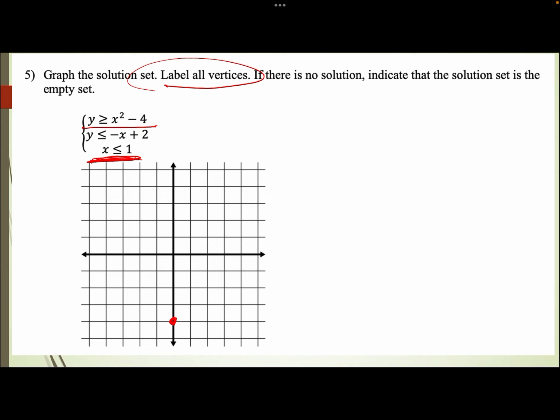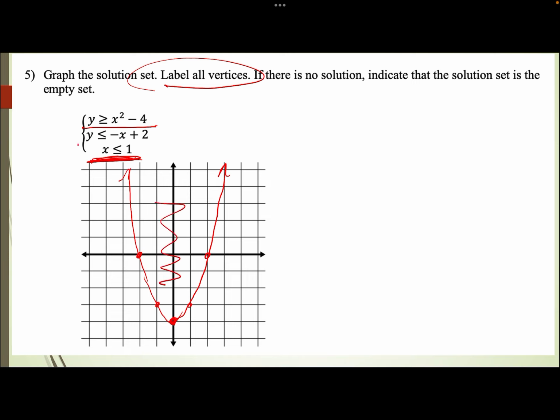Go back to the ones that we did on page 1. But I'm just going to do our pattern. 1, 1, and 3, 1. It's equal to, so the line is not dotted. It's solid. And it's greater than, so I'm shading inside here.